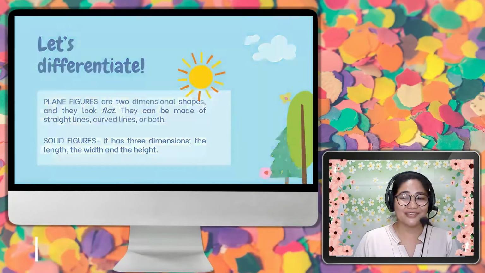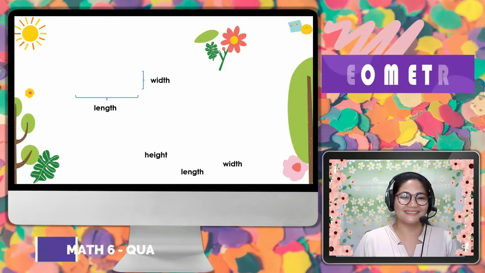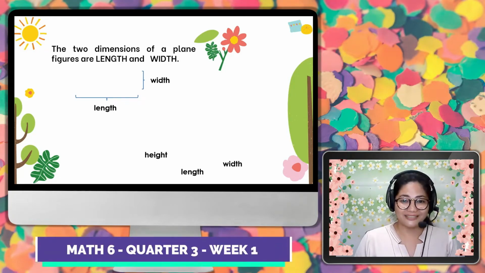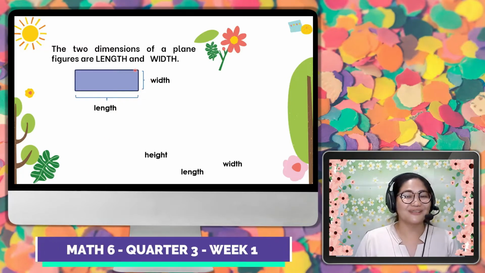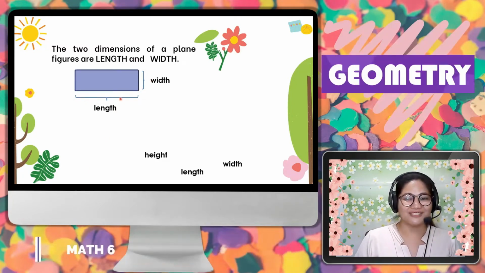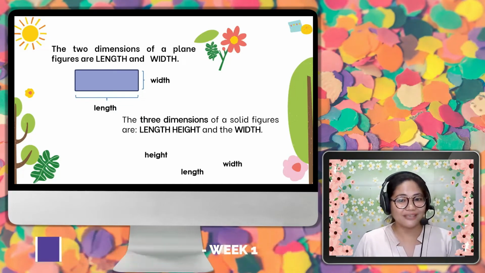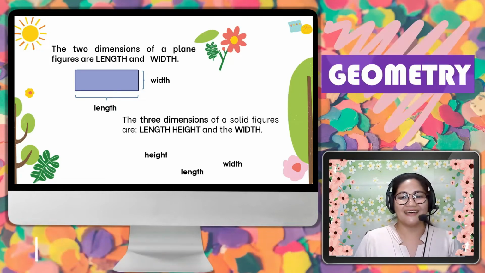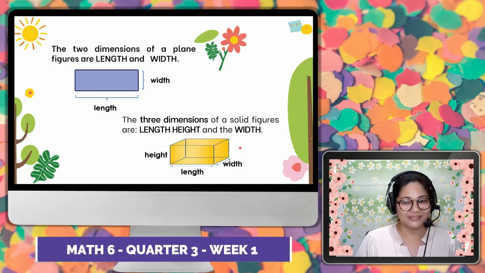This time, let us use illustrations to differentiate the two figures. So again, the two dimensions of a plane figure are the length and the width. So this is the width and this is the length. Don't forget, it has two dimensions: the width and the length. How about the solid figure? It has three dimensions: the length, the width, and the height. This is the length, this is the height, and this is the width.